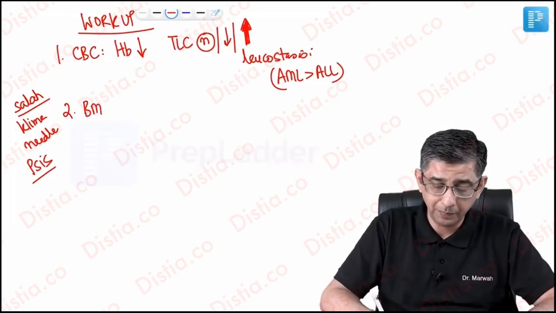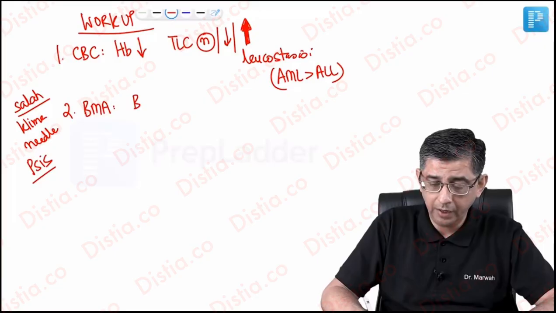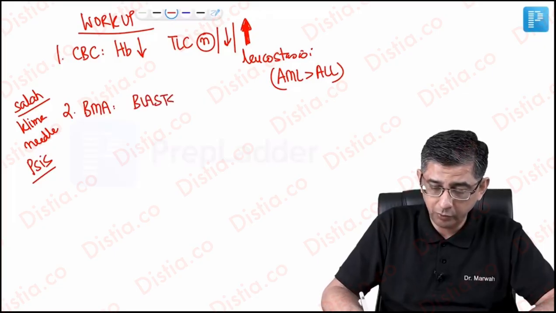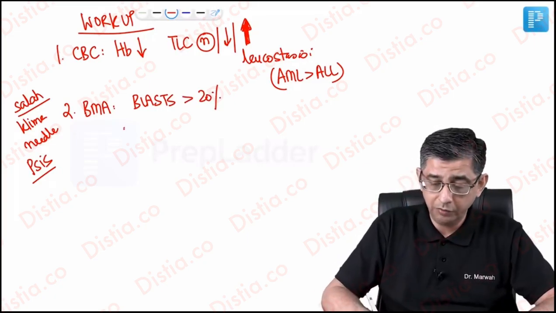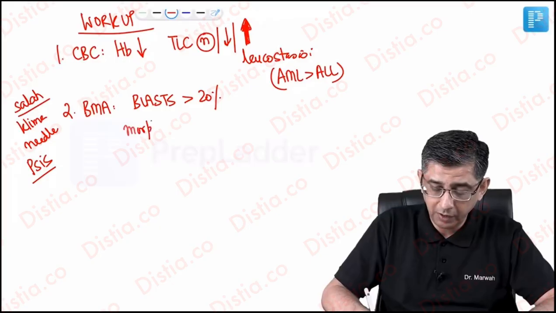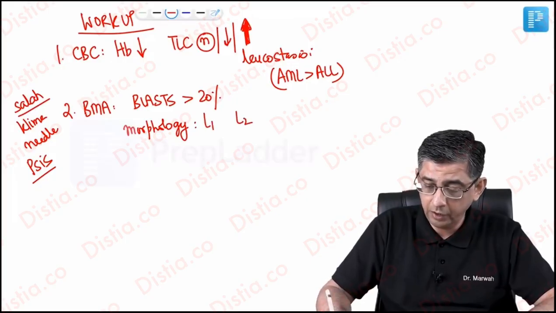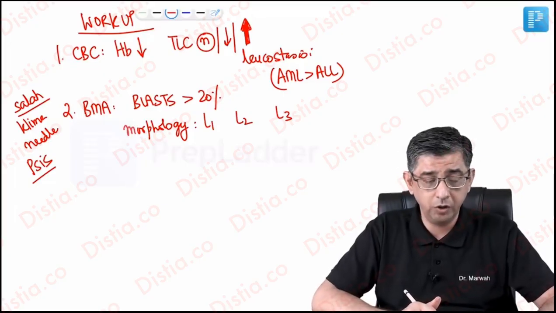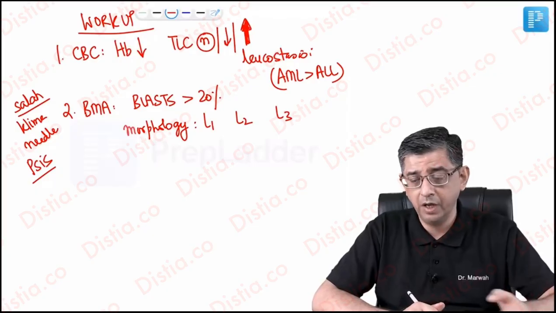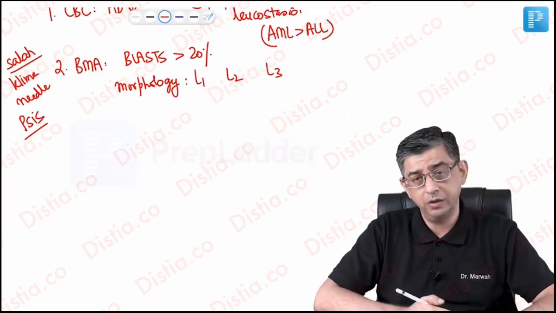bone marrow aspiration. The cutoff for diagnosis of leukemia would be more than 20%, and the histopathologist's job would be to then look at the morphology of cells. From the morphological perspective, there are three subtypes of acute lymphoblastic leukemia. They would be classified as L1, L2 and L3. Just like in acute myeloid leukemia, where I talked about acute myeloid leukemia not otherwise specified and mentioned various subtypes, at the moment I'm mentioning L1, L2 and L3.